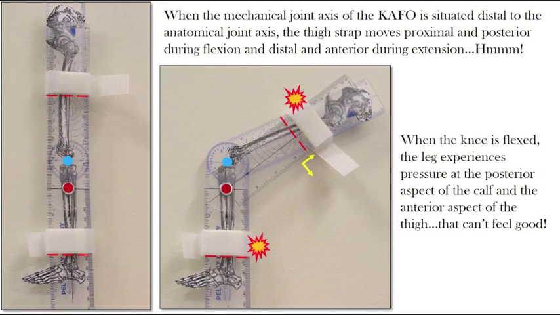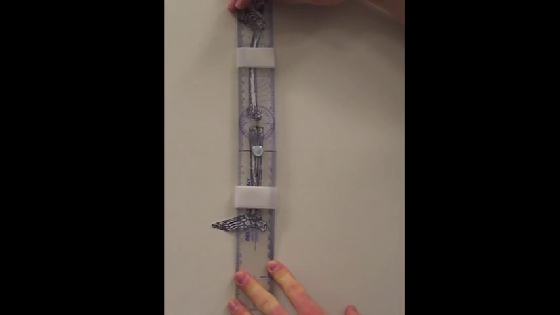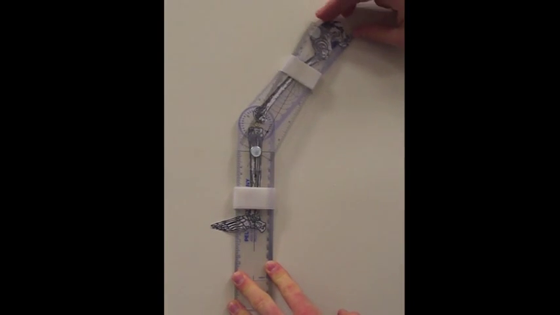When the mechanical joint axis is situated distal to the anatomical axis, the thigh strap moves proximal and posterior during flexion and distal and anterior during extension. When the knee is flexed, the leg experiences pressure at the posterior calf and the anterior thigh. Here is a demonstration of the previous information.